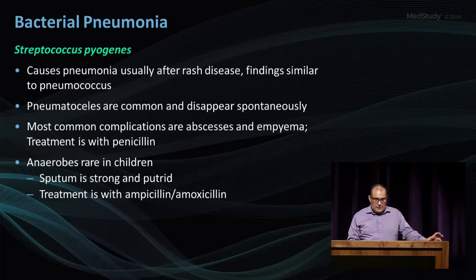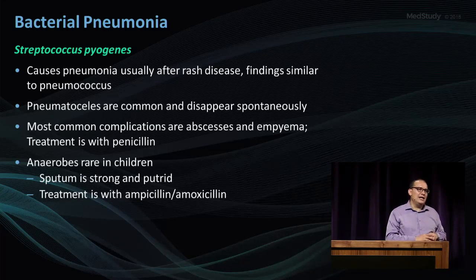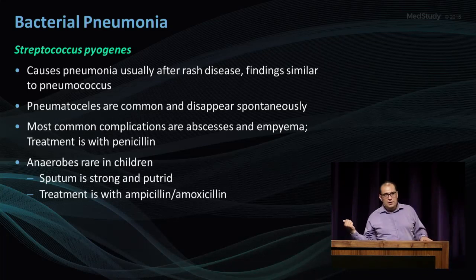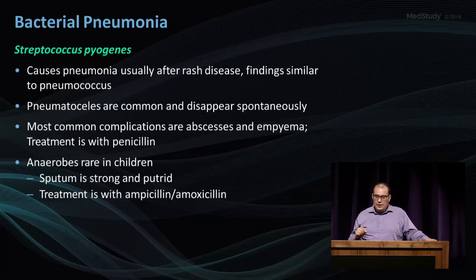So that is the pneumococcal. We come to the Streptococcus pyogenes. It causes pneumonia, usually after a rash disease. So there is a history that the kid had scarlet fever, rubella, or varicella, and now he has pneumonia. What's the causative agent, or which bug will cause that? When you see the rash, the scarlet, the rubella, the varicella, and pneumonia, the answer is Streptococcus pyogenes.